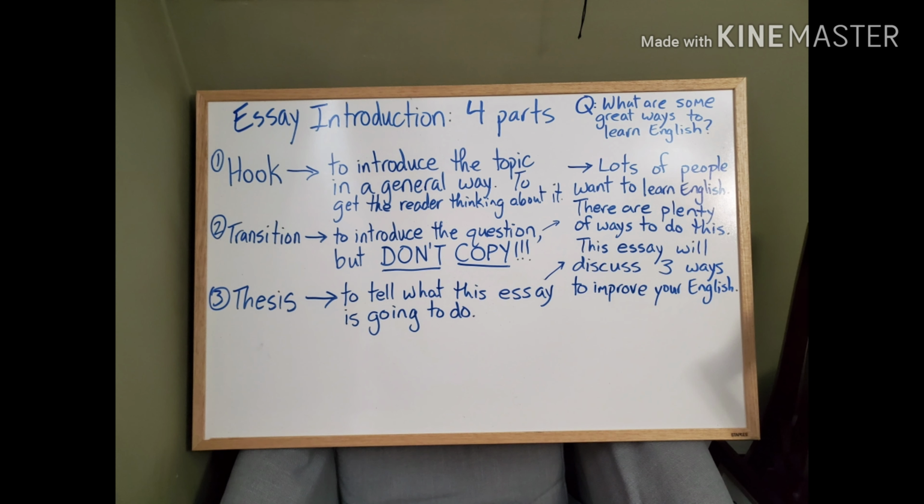Now I've written a thesis over on the right, underneath the hook and the transition. Here it is: this essay will discuss 3 ways to improve your English. So it's talking about 3 ways. It's very specific. It's not talking about 2 or 4 ways, 3 ways. And it says to improve your English, not to enjoy English or anything about the history of English, but how to improve your English. So it's telling you what this essay is going to do specifically.